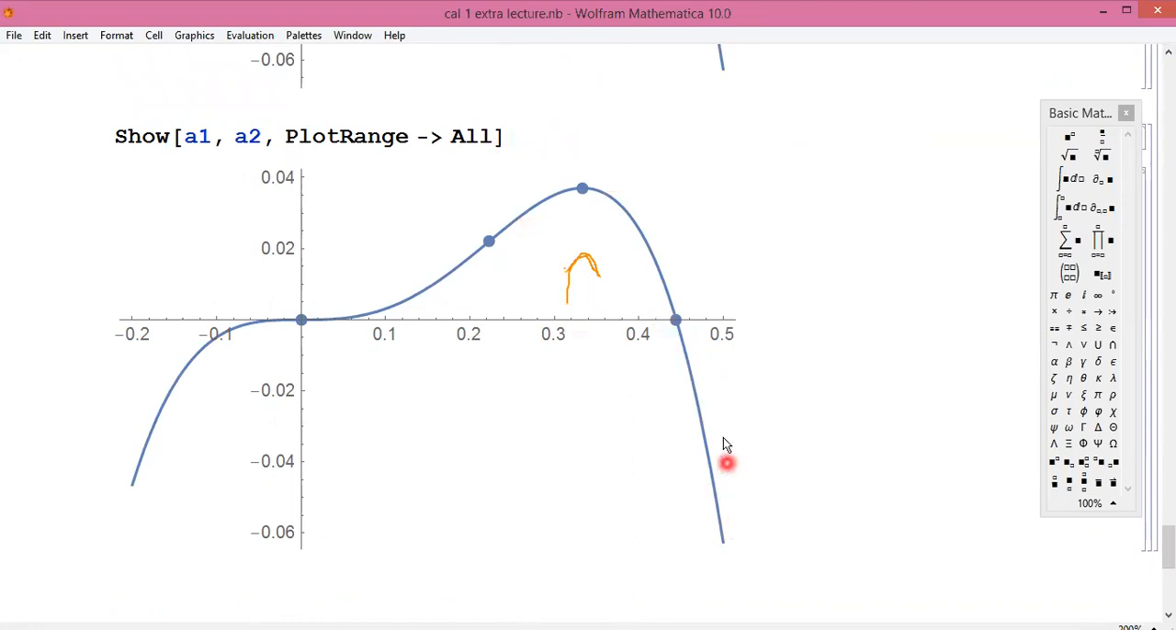Okay, this is the end behavior. You can see over here, when you are moving towards the right of the x-axis, you are always moving towards the negative y direction, and when you are moving towards the negative x direction, you are again moving towards the negative y direction. So this is the end behavior.